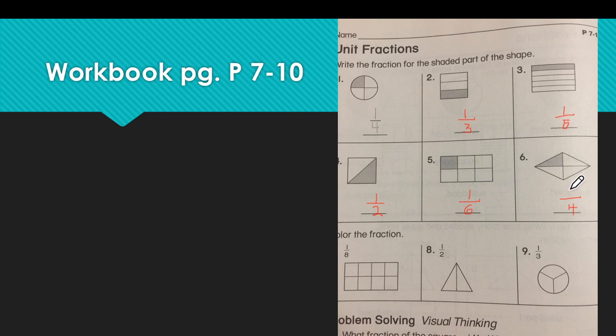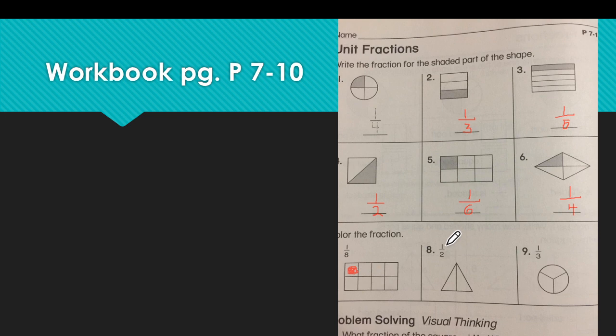1 only. These are called unit fractions because only one part is shaded. Only one in each shape is shaded. So we call them unit fractions. Now color the fraction. 1 out of 8. 1/8. We have 8 equal parts. You need to color only one. Choose whichever you want. I will just mark that one.